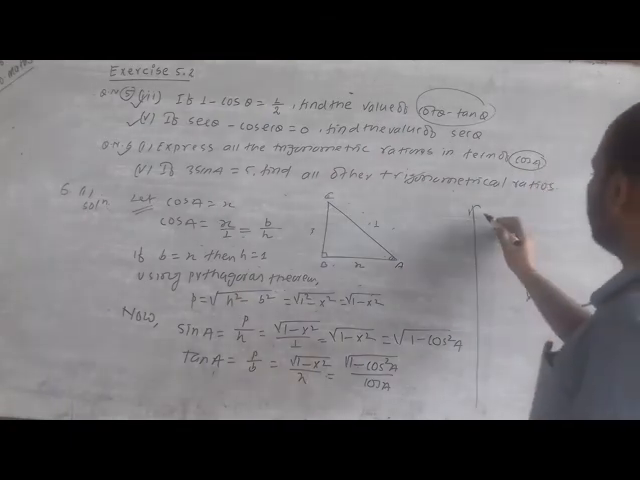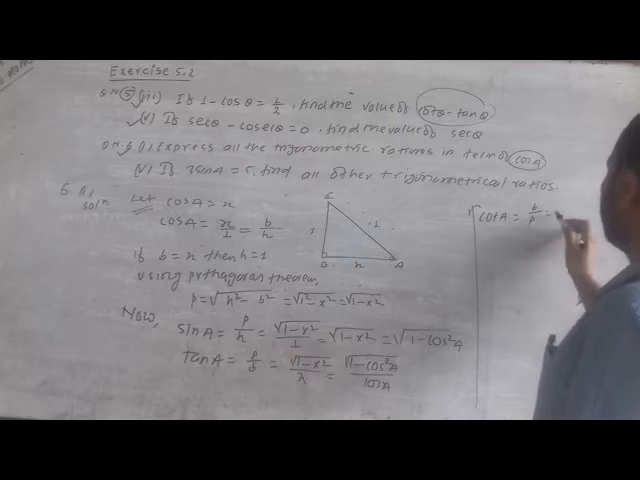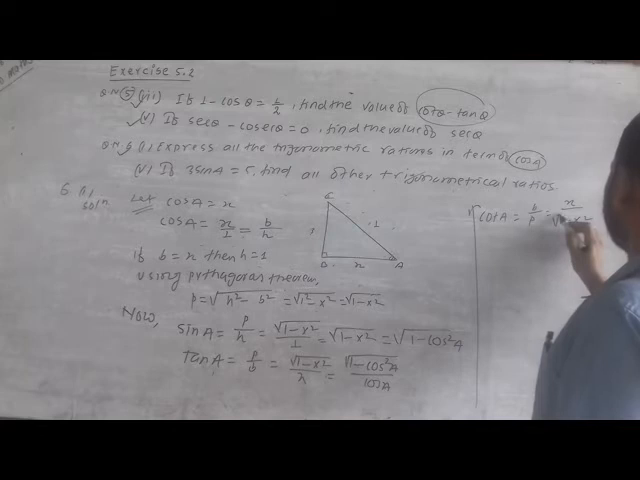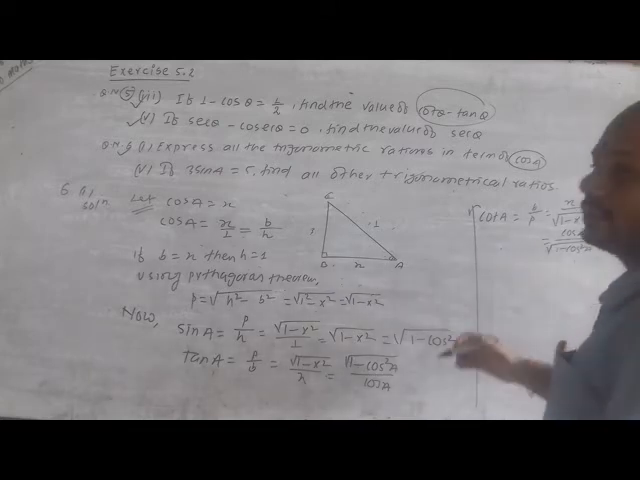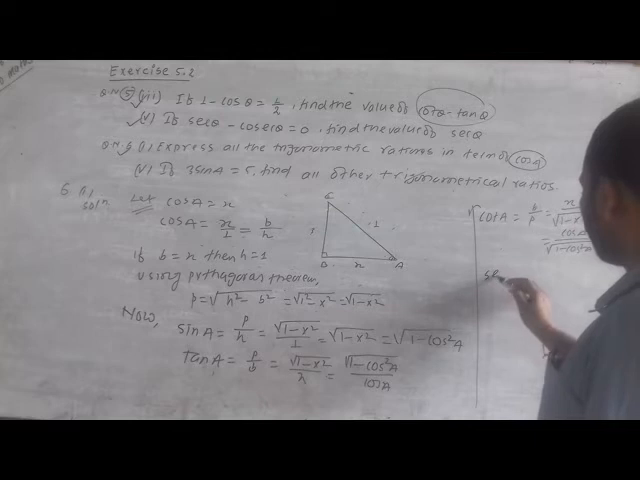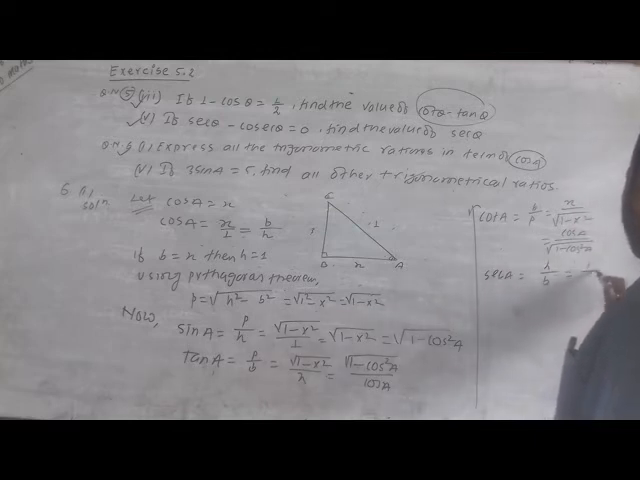Then you have here cot A. The cot A is equal to b by p. So b represents x, p is root of 1 minus x square. What is the value of x? Cos A, so cos A by root of 1 minus cos square A. In this way you easily express. Then sec A. So sec A is h by b. So h represents 1, b is x.